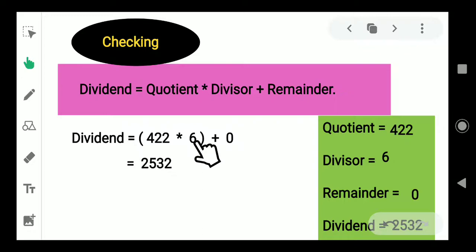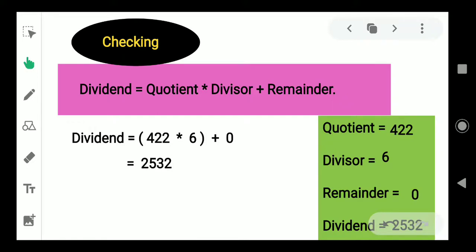Why did I keep it in brackets? Because this multiplication should be done first. Only after that we should add the remainder. Whenever a question is given, do this multiplication first, then add the remainder. Here how much is the remainder? The remainder is 0. So I added 0. Then in the working space, on the right side of the margin, you should do the multiplication. 422 into 6. The answer is 2532. Same as the dividend. The dividend is also 2532.